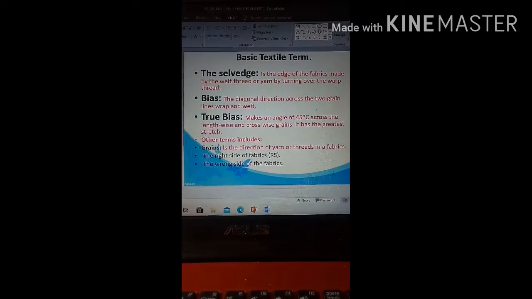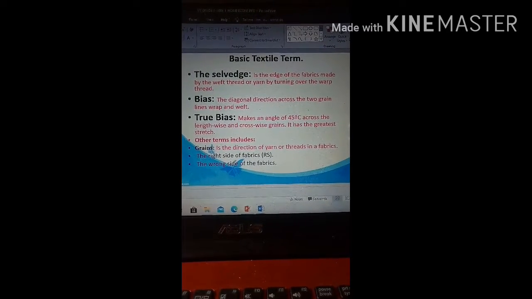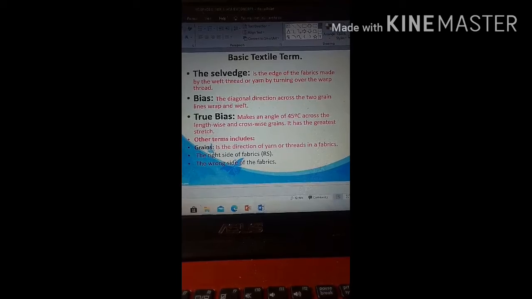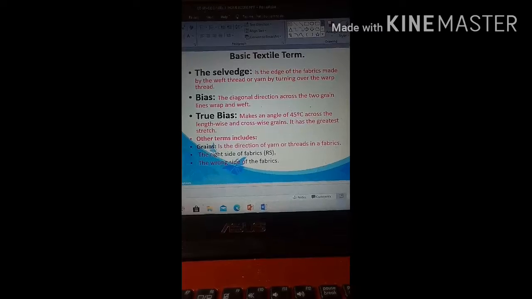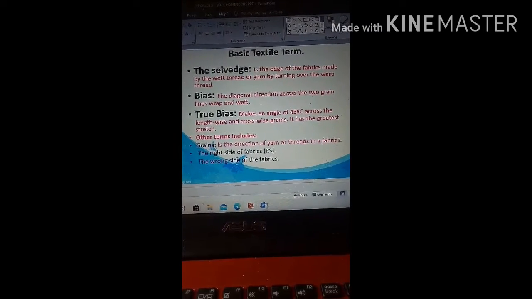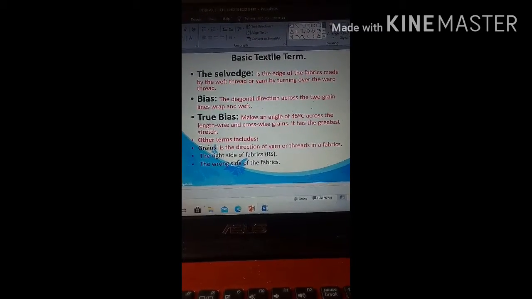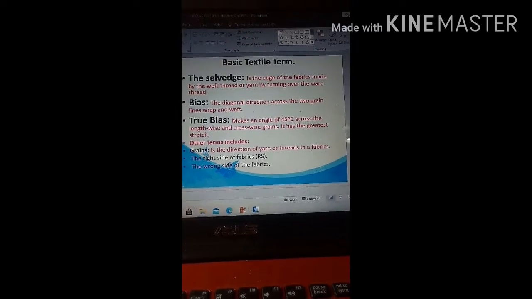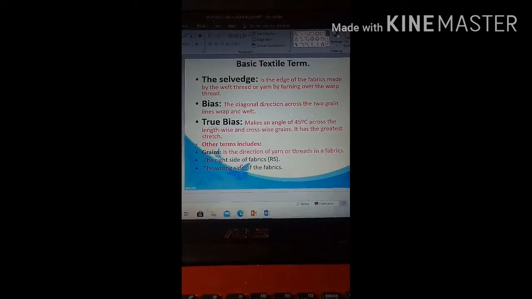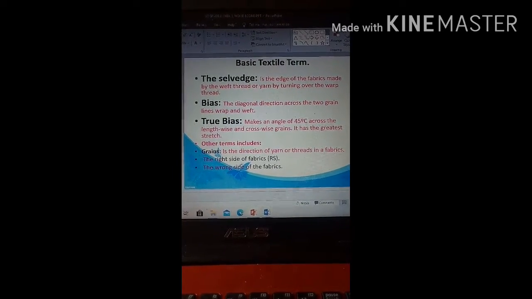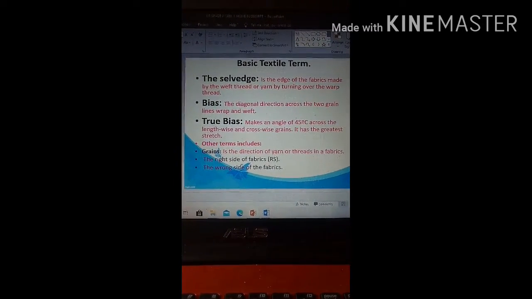The selvage itself is the edge of the fabric that is made by weft thread or yarn twisting over the warp thread. Bias is the diagonal direction across the two grain lines of warp and weft. True bias makes an angle of 45 degrees across the lengthwise and crosswise grain. It has the greatest stretch. That's true bias. The grain is the direction of yarn or thread in a fabric.